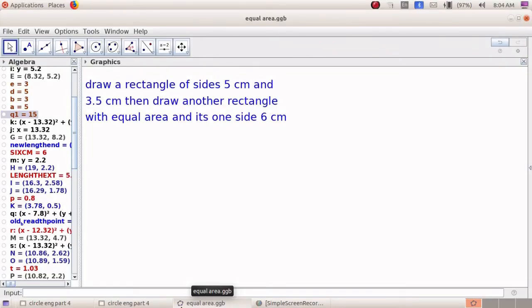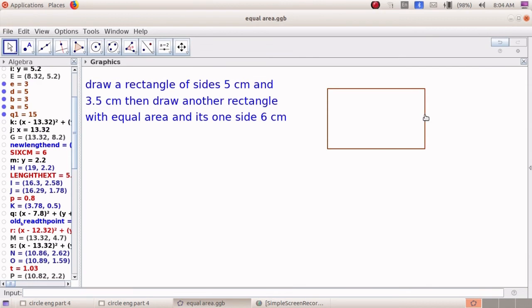Here, read the question. We are asked to construct a rectangle of sides 5 cm and 3.5 cm. Then we need to draw another rectangle with the same area, but its one side is 6 cm. First, let us draw the rectangle with the sides 5 cm and 3.5 cm using the scale and the protractor like that. We know how it is to be drawn.